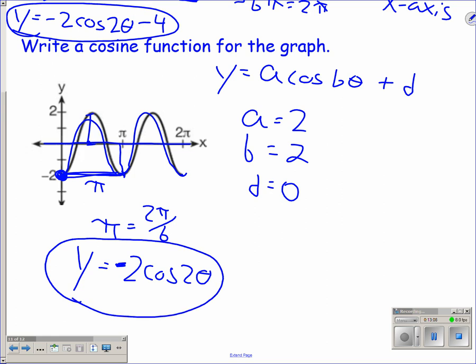You now know how to graph sine and cosine, and we will practice this a lot more on Tuesday, and we will be all set.